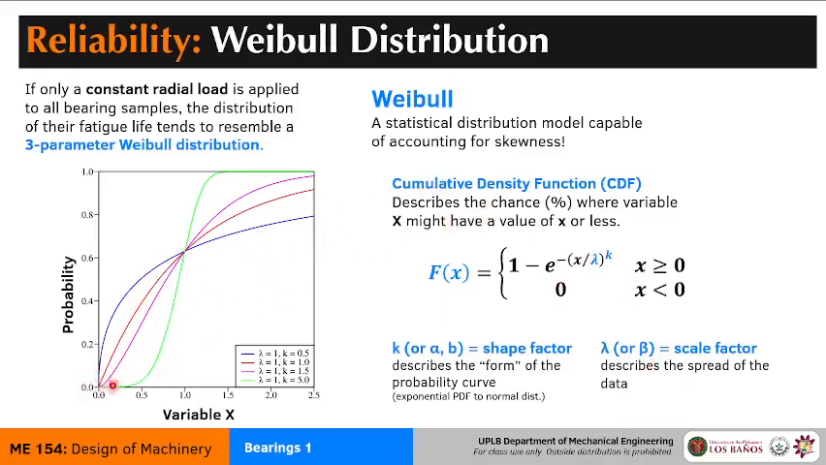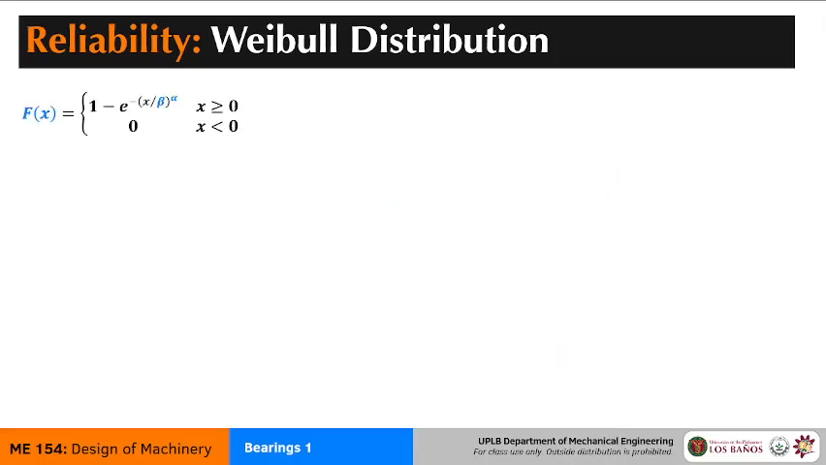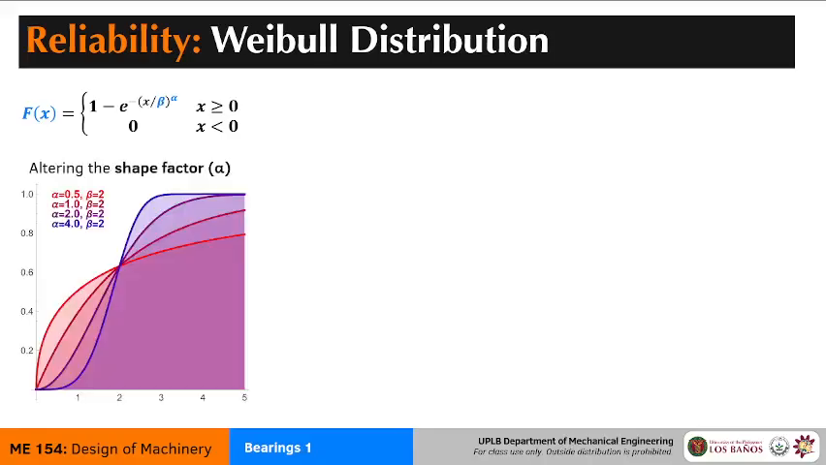Is it all tight here like this, or is it kind of spread out like this one? To illustrate, here are some Weibull distributions with altered factors. If we alter only the shape factor, we get this. As you can see, as we increase our shape factor alpha, the graph goes from a sideways L to a more S-shaped kind of curve.